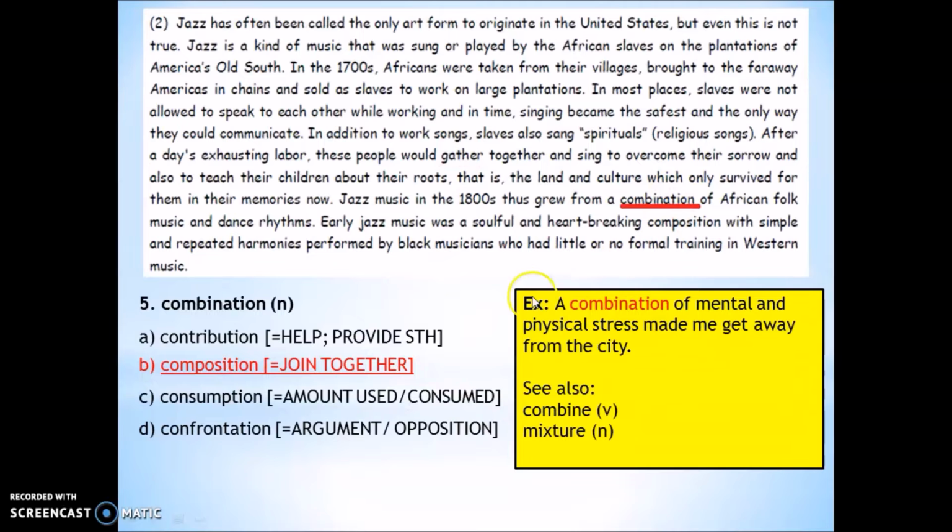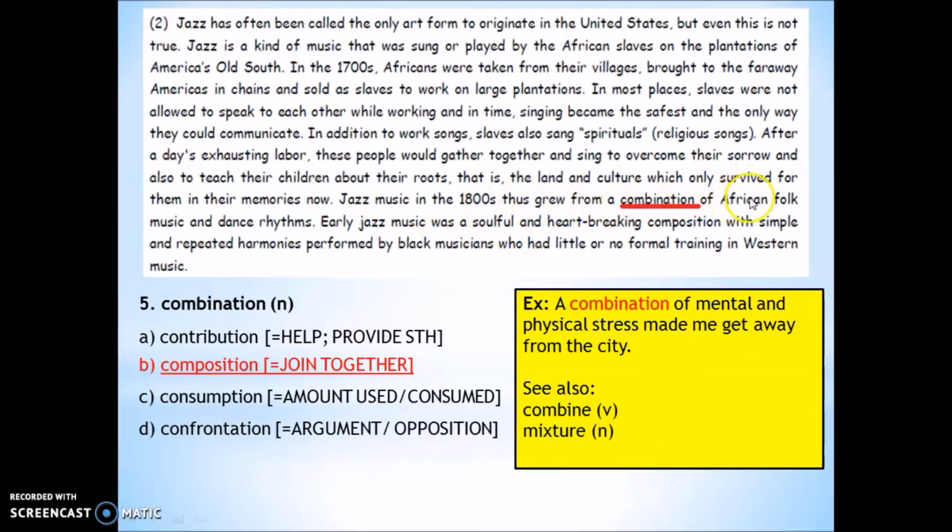A combination. Well, it was actually the easiest one, I think. Combination means join together some things, and combine is a verb, and mixture can be a synonym of combination.